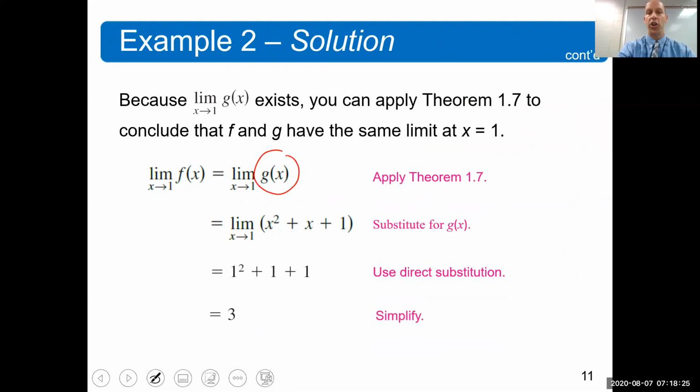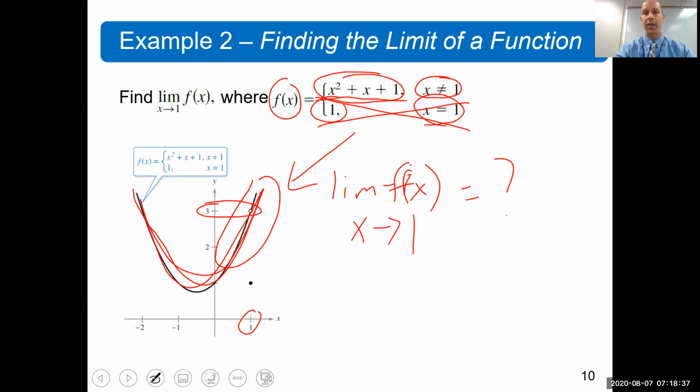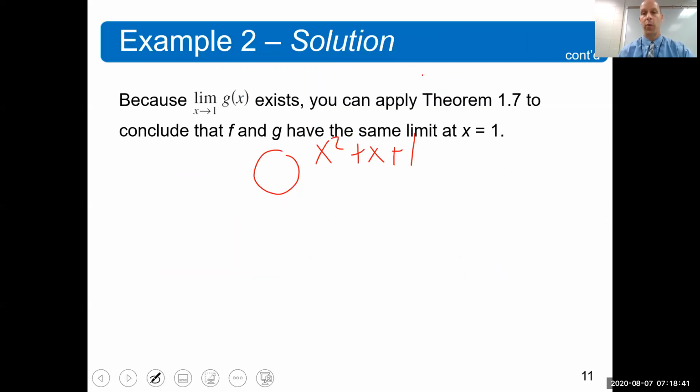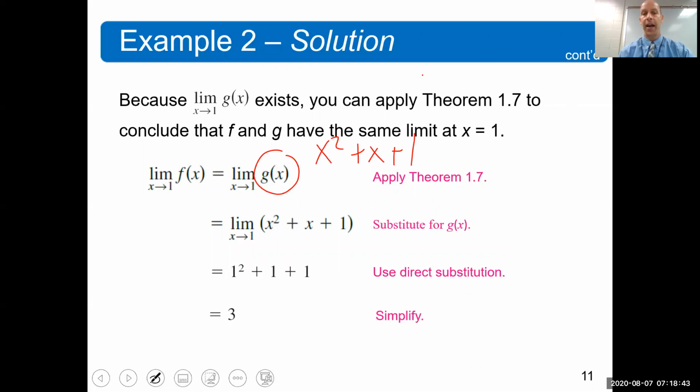The g function and the f function are not the same function. The g function, which would be that parabola x squared plus x plus 1, is not the same thing as this piecewise defined function up here. They are the same except for at the point when x is equal to 1. Since that's the case, I can use the g function to find that limit of 3. You'll see some examples of this on the homework.